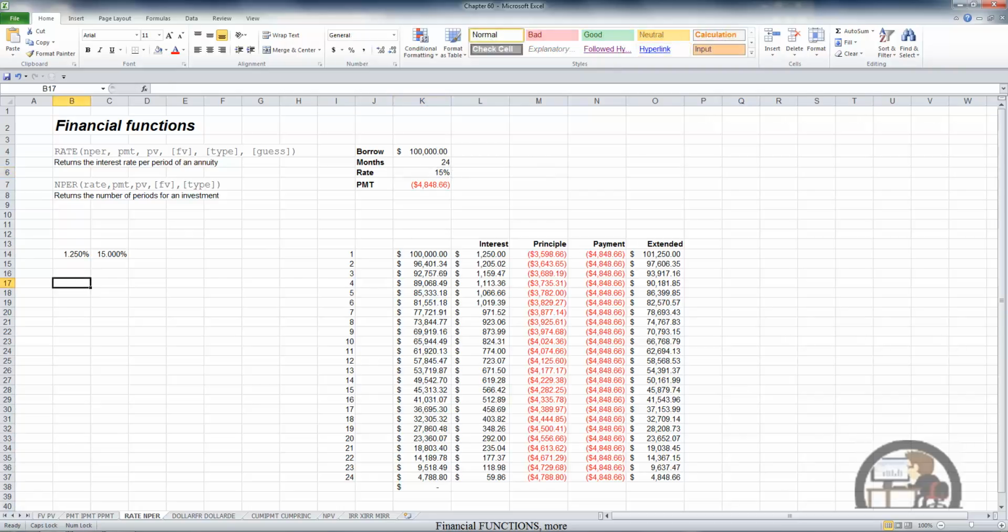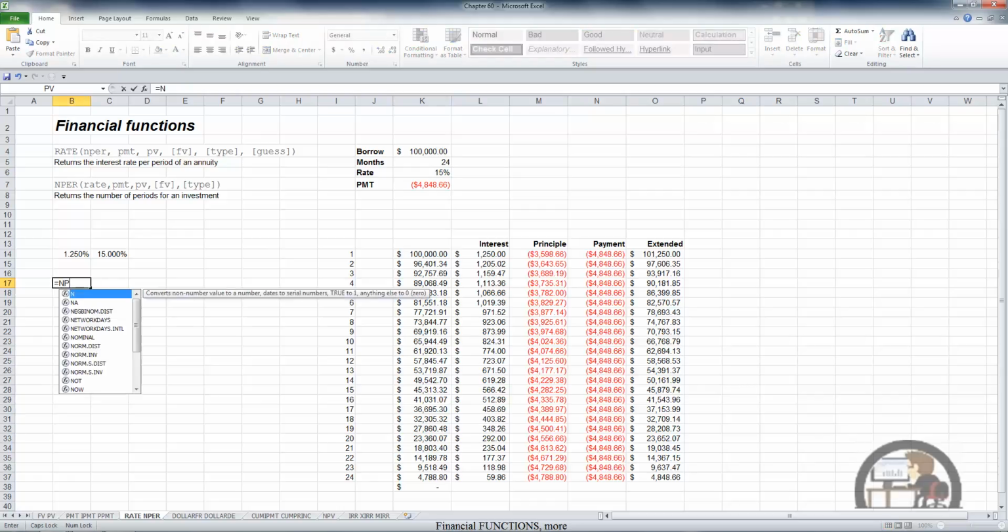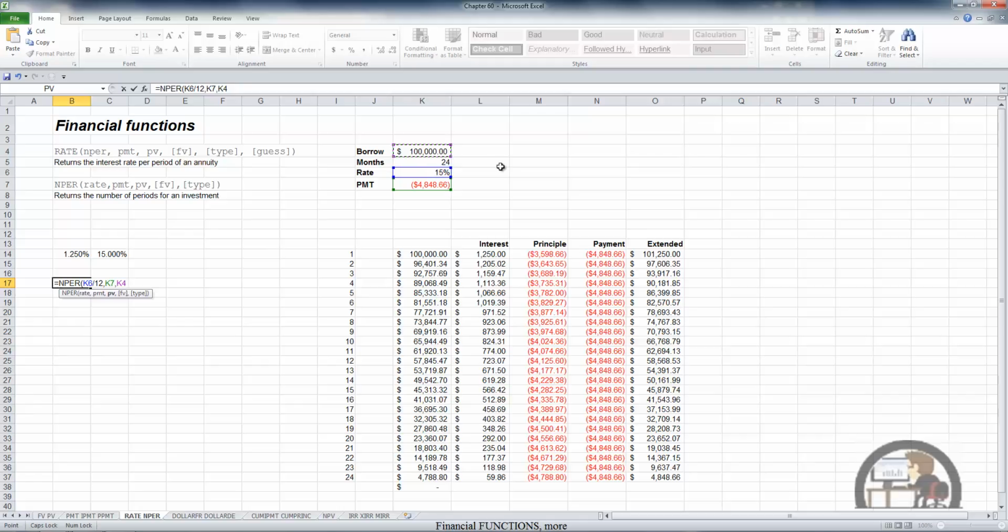The NPER function, the number of period function, equals NPER tab, requires a rate, which is that value divided by 12 to get us a monthly rate, the payment, which is a monthly payment of that amount, the present value is the amount of money that we borrowed, and the odd man out at this point is the number of months, which is the exact thing that the NPER function is going to calculate for us and return, which is 24.